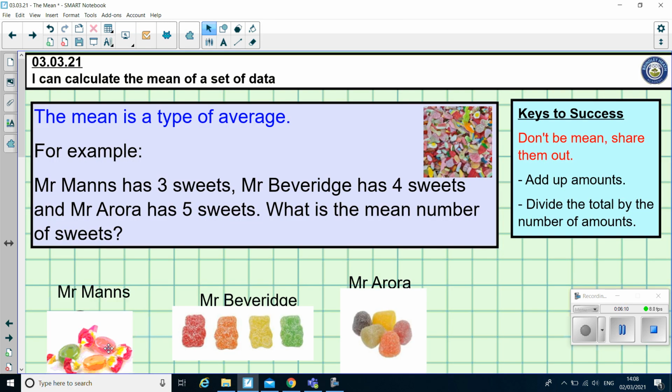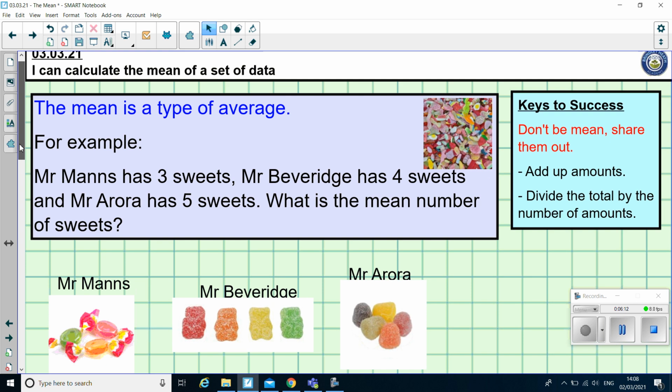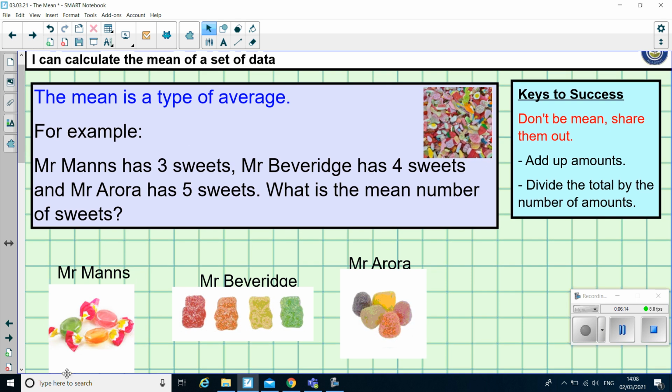Back on there. There we go, there's Mr. Mans' name back in action. Right, Mr. Mans has got 3 sweets, and I've got a little picture there to show you that. Mr. Beveridge has got 4 sweets. And again, I've got a little picture there to show you Mr. Beveridge's sweets. And Mr. Aurora has got 5 sweets.